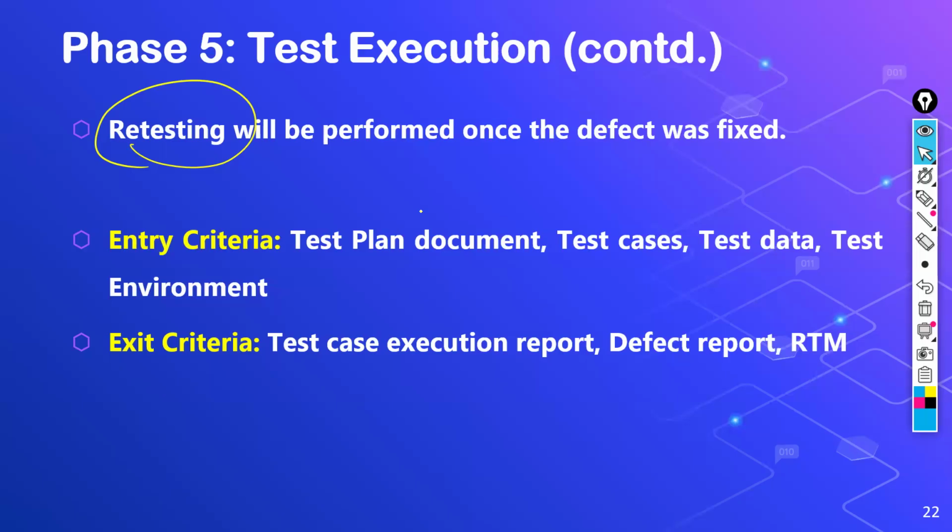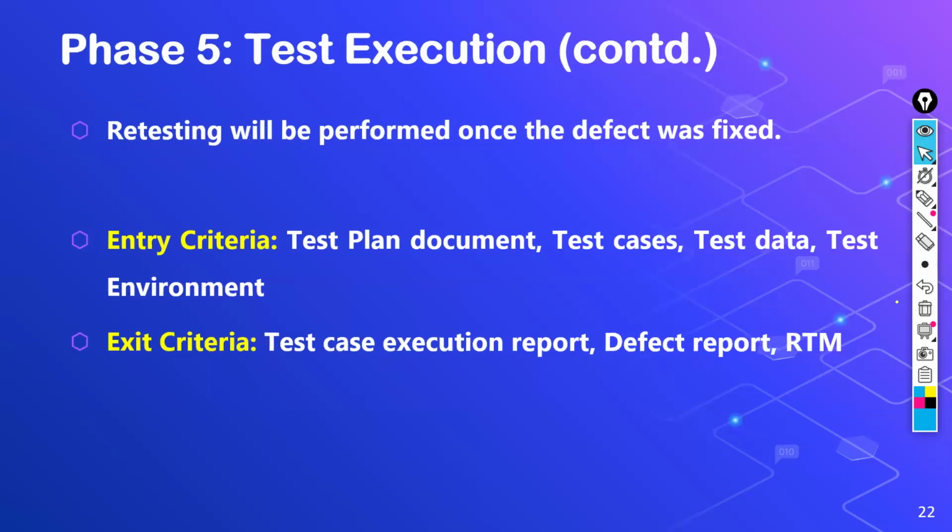So to raise that defect, what did you do? You made some test cases failed. You will run those test cases again to check whether the defect is still there or not. This is retesting. We'll talk about retesting in detail in our upcoming sessions. So for this, you had test plan document, test cases, test data, and test environment, and you went ahead with the test case execution report, defect report, and the RTM entries.